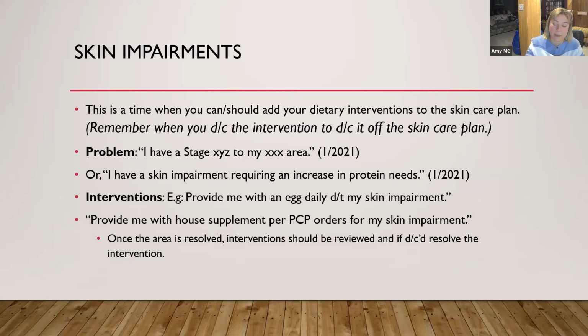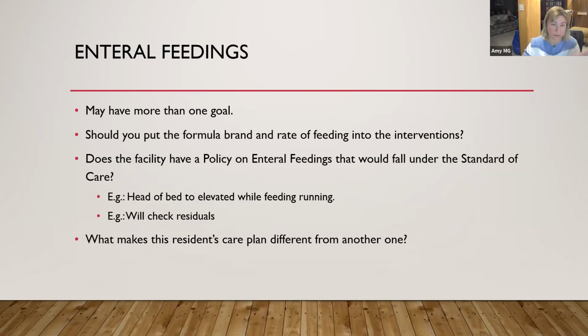But again, under the problem area, I will just put, I have a stage 2, whatever the area is, and then the month and the year. Once it resolves, I can go in and I can put resolved as well. Then interventions: your egg daily, whatever you choose to do, provide your house supplement per the PCP orders. But just remember to resolve the intervention if you place it under that nursing skin note, or even your own nutrition note.